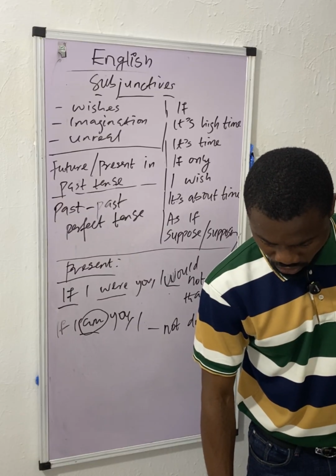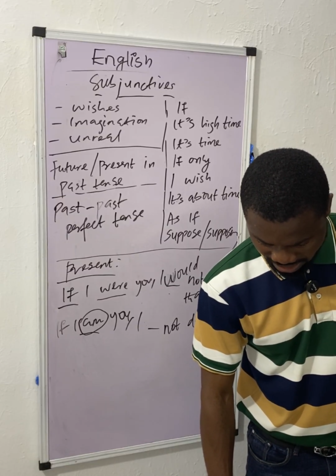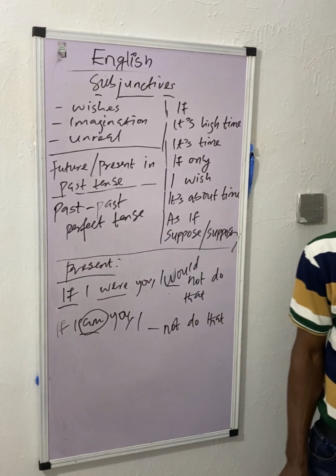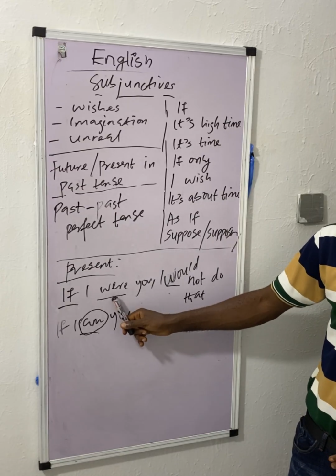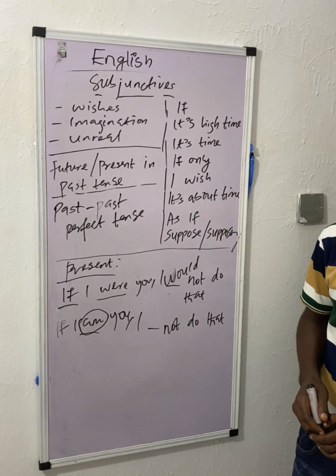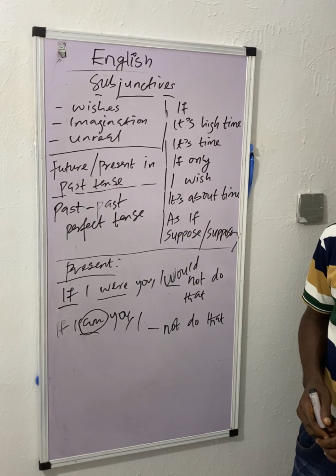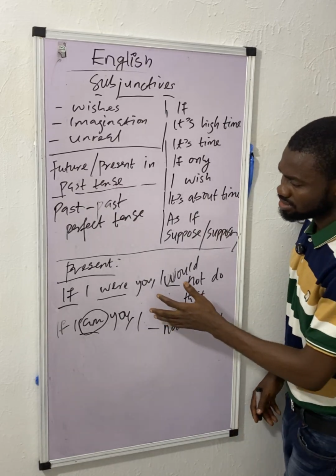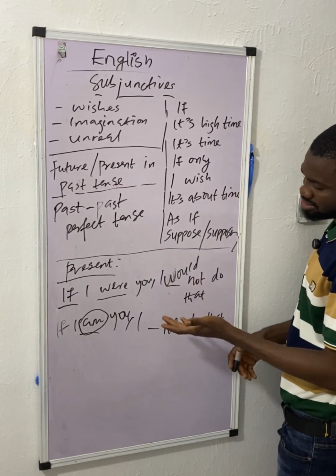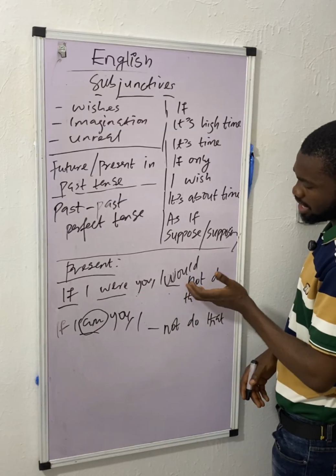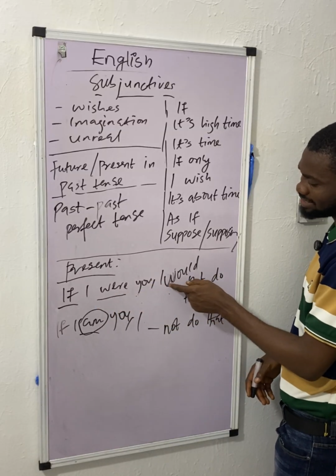Looking at the next example, we dealt with the present. If I were you, I would not do that. Let's see this one, as this is a present statement. If I were you, I would not do that.